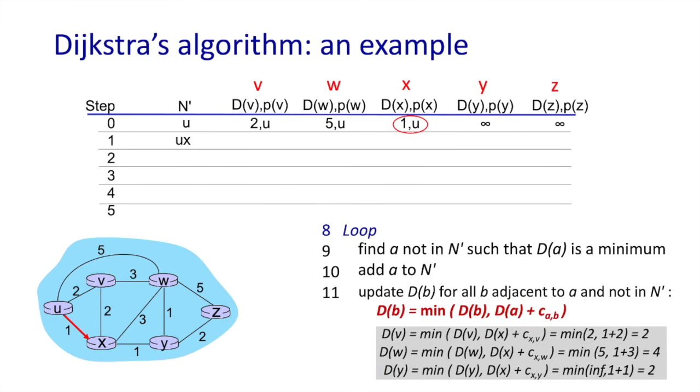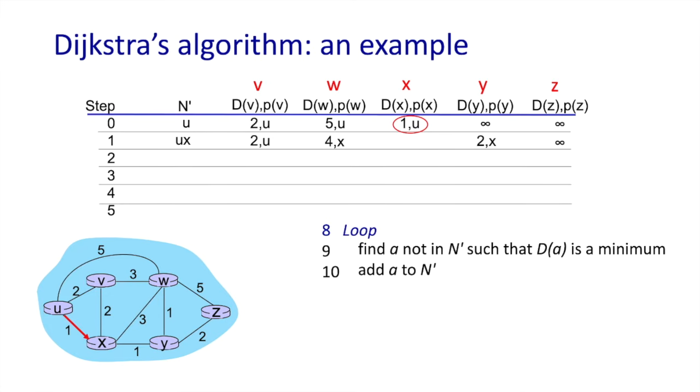So you can see here, shown in gray, we update the values of d sub V, d sub W, and d sub Y. And as you can see, the new costs for d sub W and d sub Y are now less. The cost to get to W has gone down from 5 to 4, and the cost to get to Y has gone down from infinity, now down to 2. So we're going to update those values in the table above, and then iterate back to the beginning of the loop.